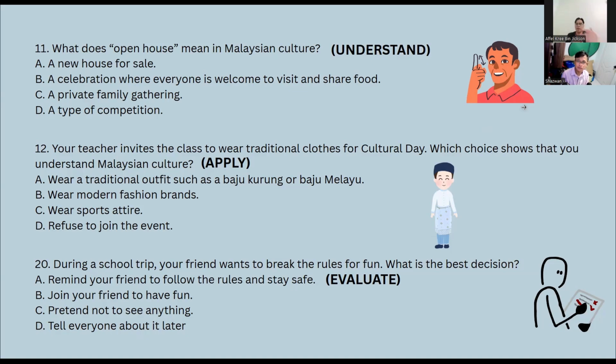This question is an understand level of Bloom's taxonomy because it requires the students to create their own interpretation of the words. The idea of understanding is when you are able to provide a different idea from the original idea. So basically, giving an interpretation of open house, the answer will be B, a celebration where everyone is welcome to come and share food.